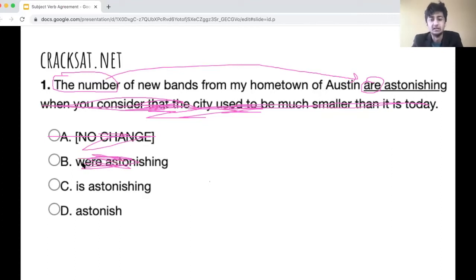Now, let's look at C. The number of new bands from my hometown of Austin is astonishing. Yes, this makes sense because "is" is a singular verb and the number is singular as well. Those two paired together, it works well.